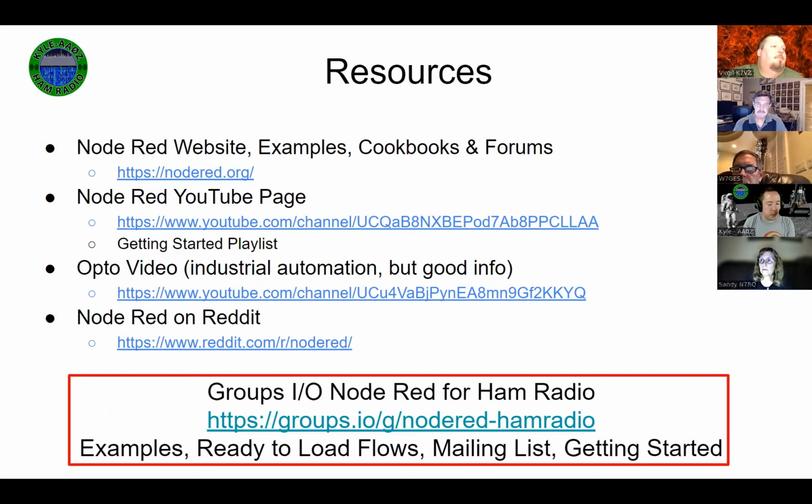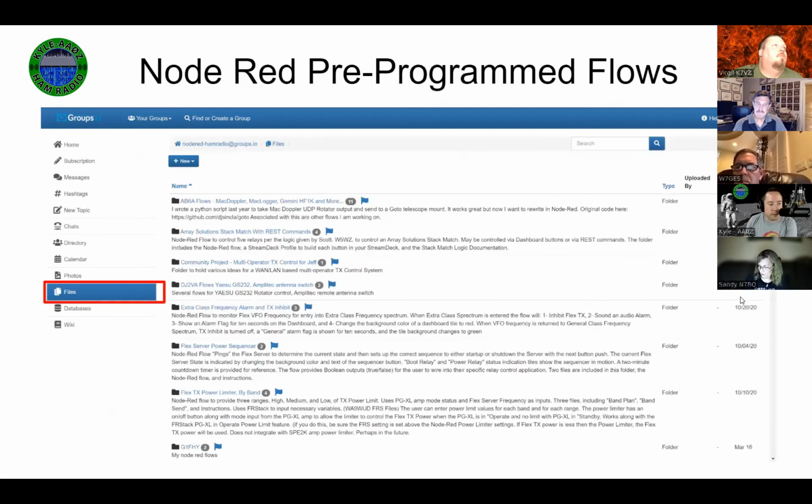So it's groups.io/g/node-red-ham-radio. If you just type in Node-RED for ham radio groups.io, it's the first one that's going to come up. So if you're interested, I would suggest you go and join that.